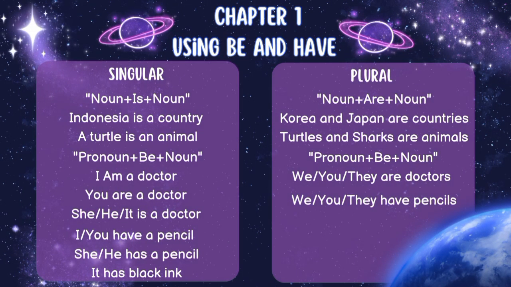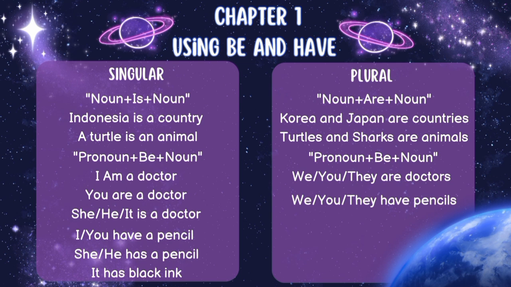Chapter 1. Using be and have. For singular, we use noun plus is plus noun. Singular means one, not two or more. For example, Indonesia is a country. A turtle is an animal. A and an have the same meaning. They are both articles. A is used in front of words that begin with consonants, and an is used in front of words that begin with vowels.